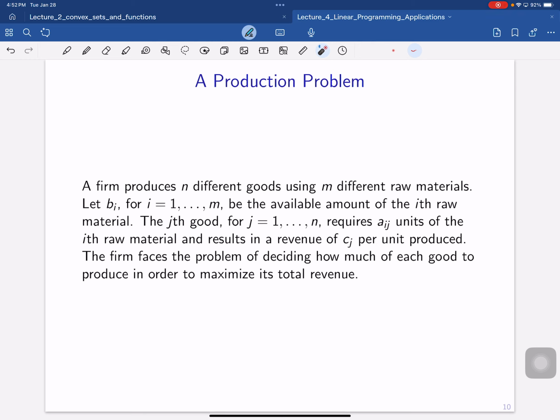Right? So the firm faces the problem of deciding how much of each good to produce in order to maximize its total revenue. Right? So the high-level idea is a company, any company would want to maximize its profit, right? But then you have limited resources. Maybe you have different types of resources like time or space and so forth, right? And then each type of goods will consume an Aij amount of resources, right? You are going to run the company with limited resources while maximizing the profit of this company, right?